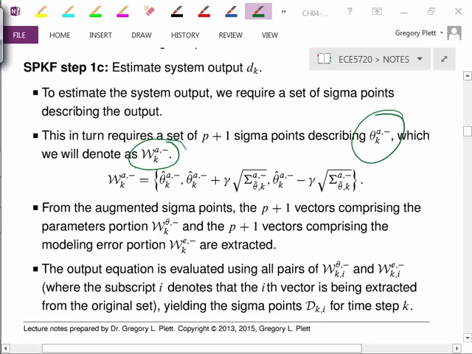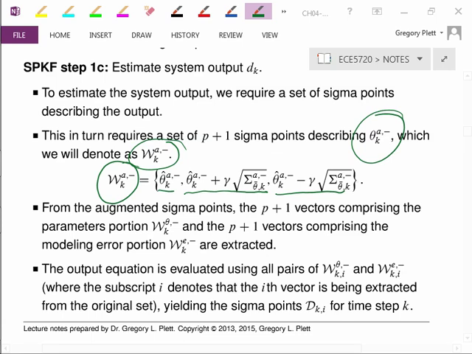So W, the sigma points that describe the prediction, is the mean prediction, the mean plus the scaled Cholesky factor, the mean minus the scaled Cholesky factor. There's really no difference here between what we've done before. If you understand that, you should understand this. We just have a collection of data that together describe the mean and covariance, the uncertainty of the prediction.